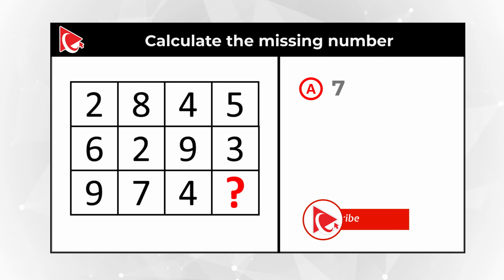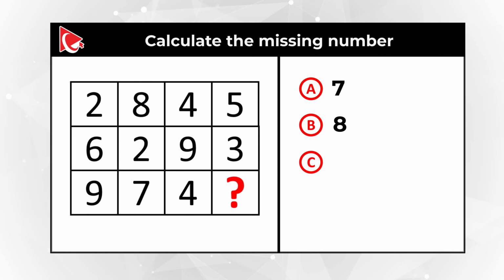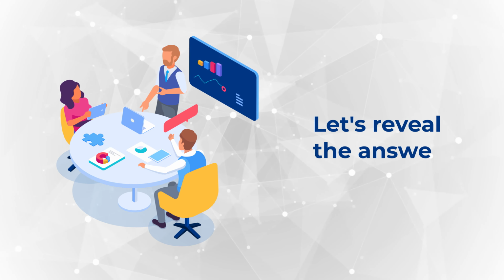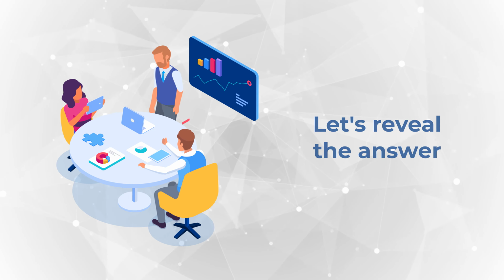Choice A, 7. Choice B, 8. Choice C, 9. And then choice D, 12. Give yourself a little bit of time to see if you can do the calculations. Maybe pause this video to see if you can come up to the solution. Are you ready? Let's move forward and get to the correct solution together.